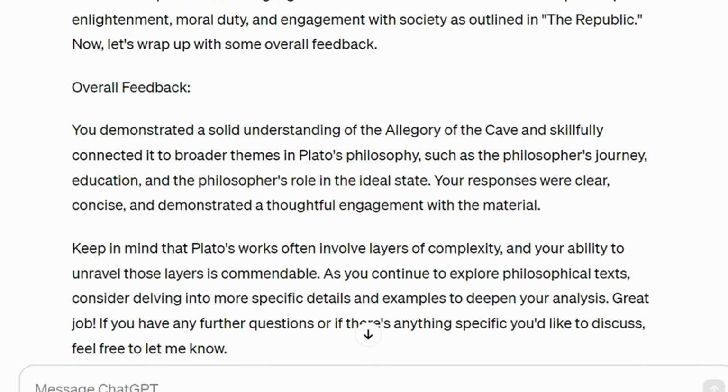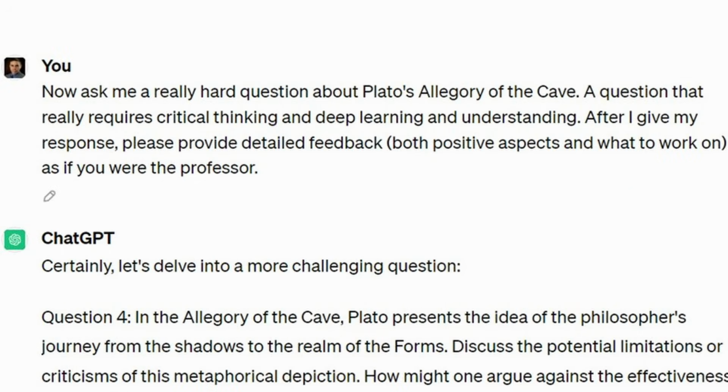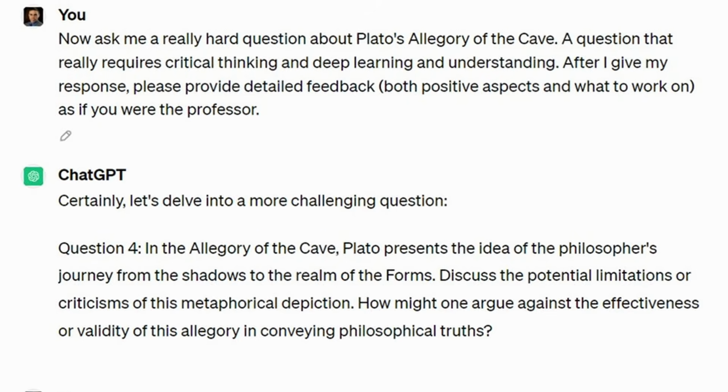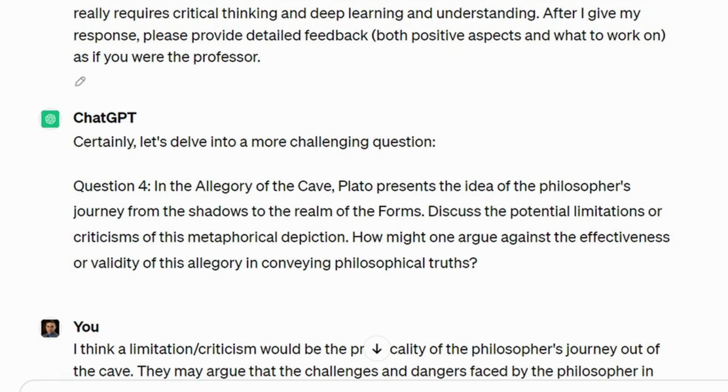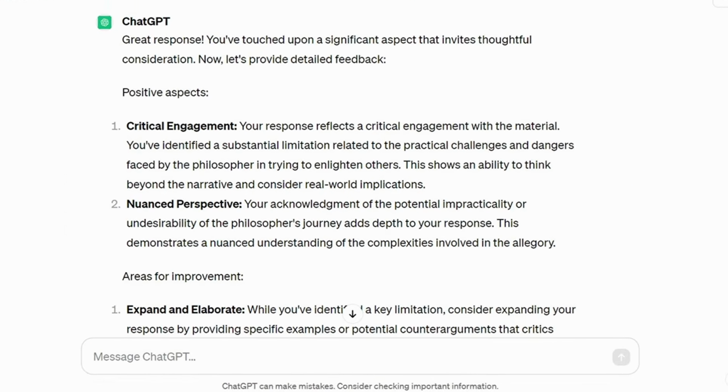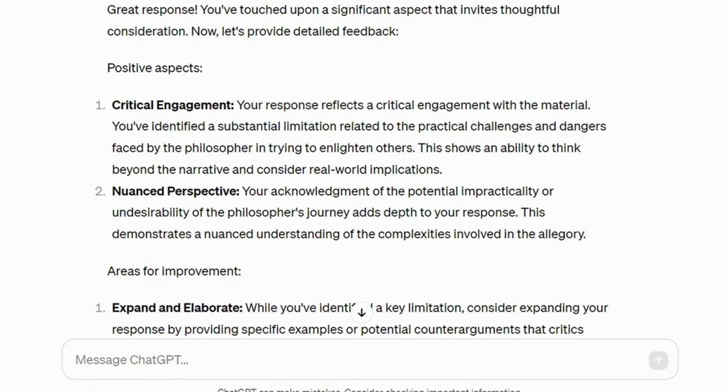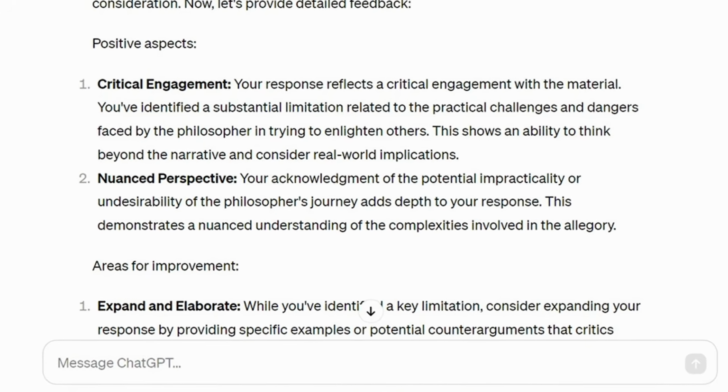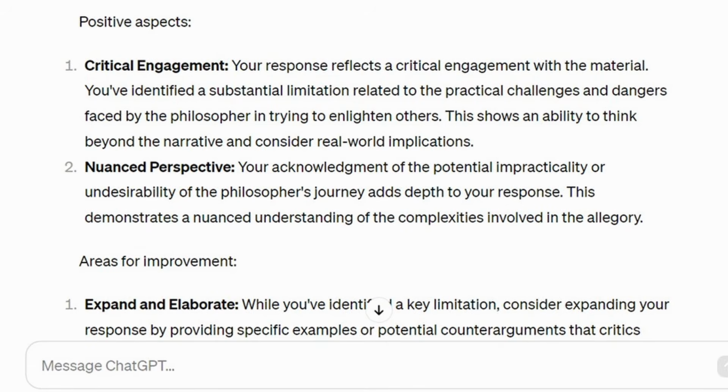You can go even deeper and ask it a direct question, such as, now ask me a really hard question about Plato's allegory of the cave, a question that really requires critical thinking and deep learning and understanding. After I give my response, please provide detailed feedback, both positive aspects and what to work on, as if you were the professor. So it presents a difficult question, one that requires some critical thinking. I give my response, and then it goes through and gives me both the positive aspects of my response, as well as areas that I can improve upon. This is real agency.